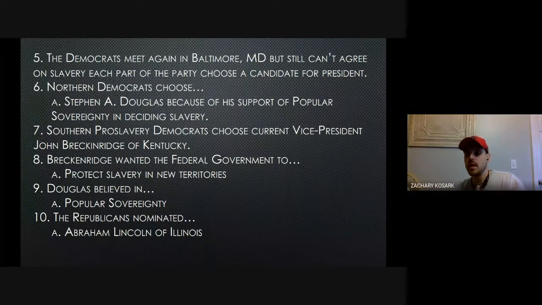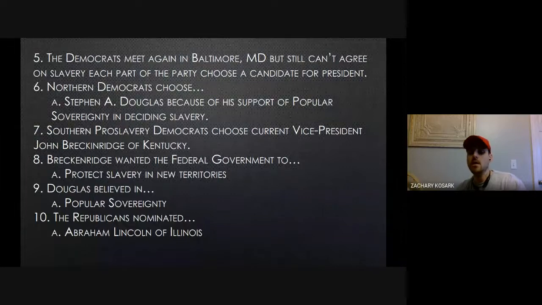The Northern Democrats choose Stephen A. Douglas, who supports popular sovereignty. He was the guy that we talked about in the last lesson, where he was debating Abraham Lincoln a lot. The Southern pro-slavery Democrats chose the current Vice President of the United States, John Breckinridge, who is from Kentucky. Breckinridge wanted the entire United States government to protect slavery in all of the territories. Stephen A. Douglas believed popular sovereignty should be the way to go forward.